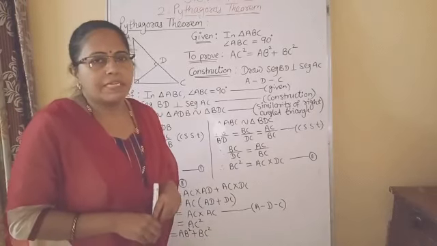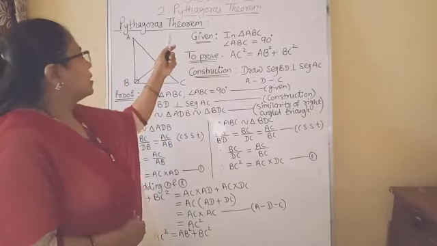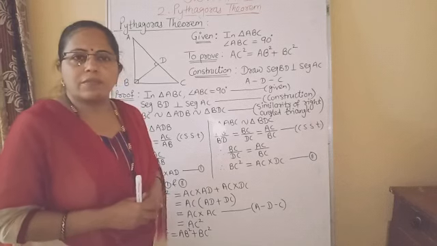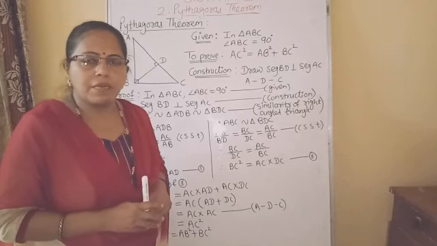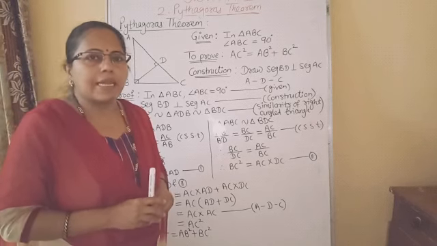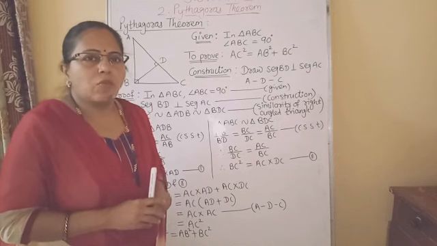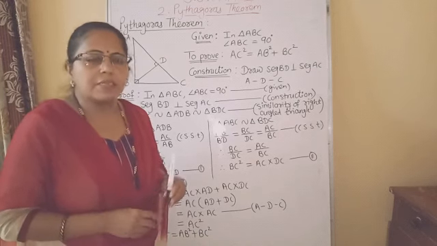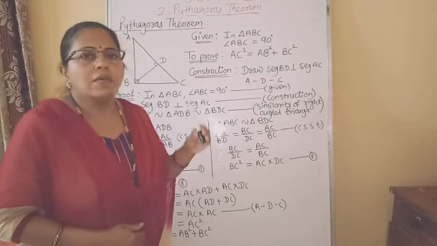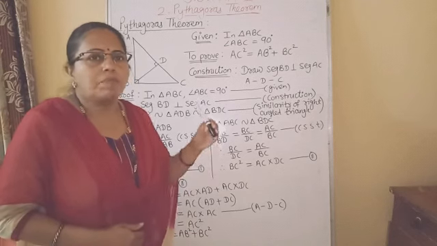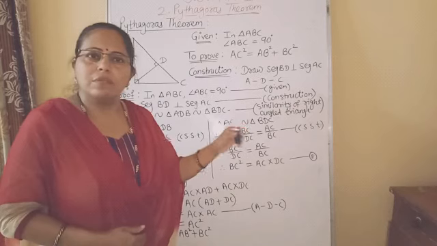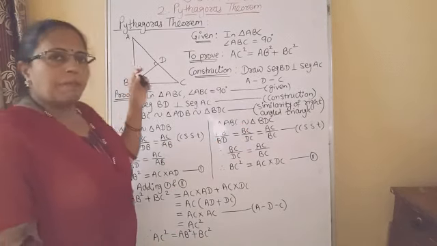Students, now we will see Pythagoras theorem. As we already know the statement of Pythagoras theorem, that is, in a right angle triangle, square of hypotenuse is equal to the sum of square of remaining two sides. This is the Pythagoras theorem.